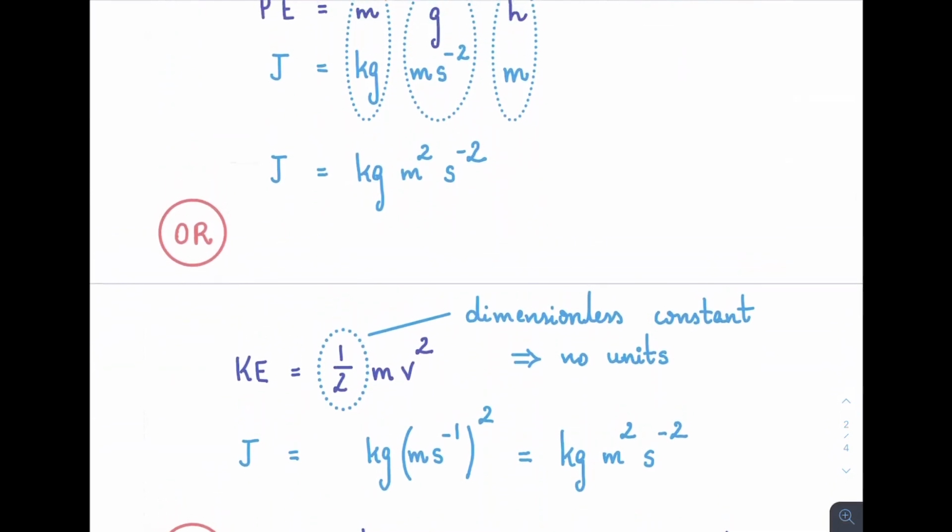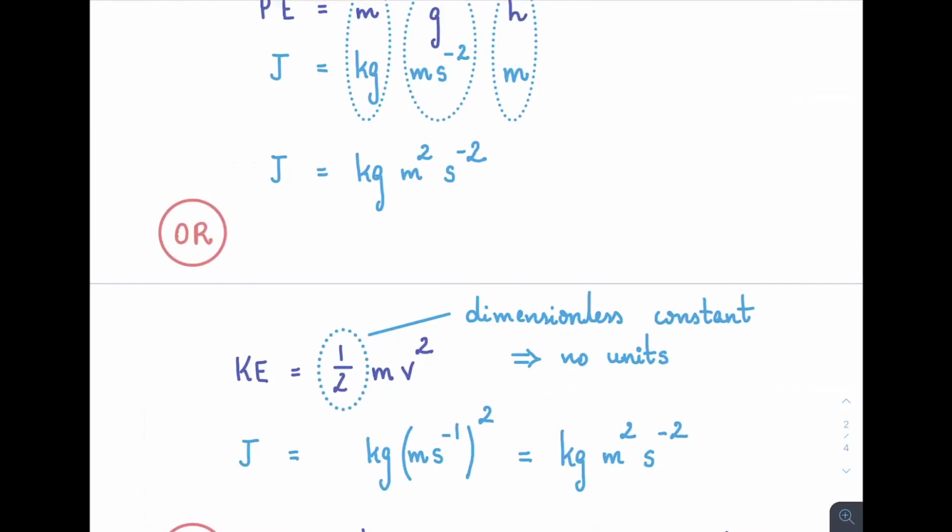And yes, we can start from that result as well. Now, one thing to note is that we have this constant, half, which is called a dimensionless constant. Dimensionless constant means that it has no units. So, for the sake of this exercise, we simply ignore it.